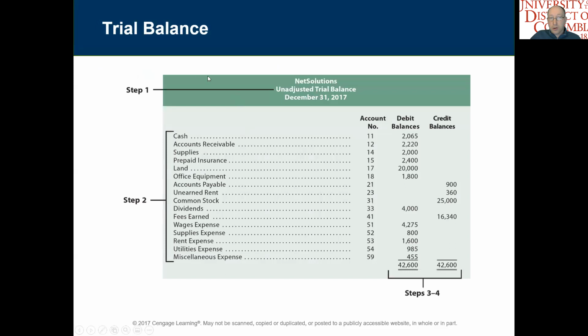What does a trial balance look like? In step one, name of the company, unadjusted trial balance, the date the trial balance was created. I list out all of my accounts, and again, it's in the same order. So your balance sheet accounts, and then of course your income statement accounts toward the end. The account numbers, whether it held a debit or a credit balance, and then as you can see, as you total them both up, they should be equal. Your debit should always equal your credits.